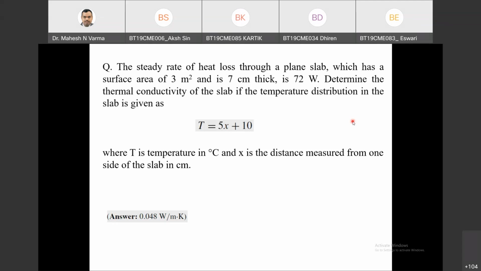So some people are getting 4.8, some people are getting 480, some people are getting 0.48. So roll number 91, 480. How come you got 480, 91?